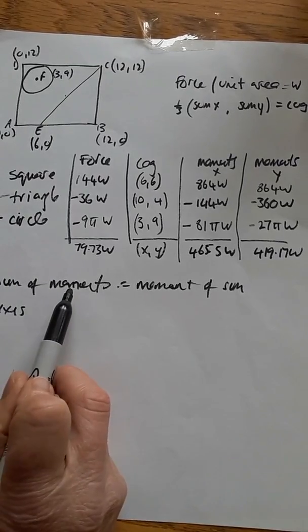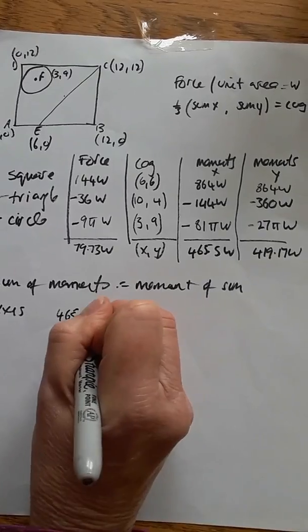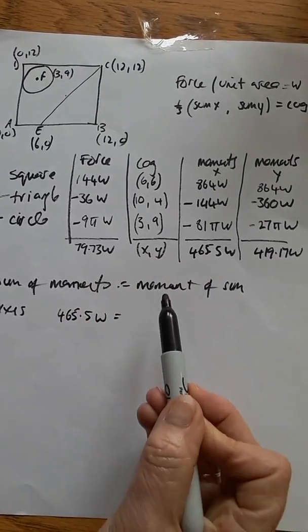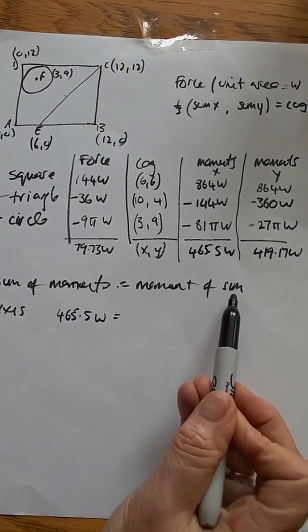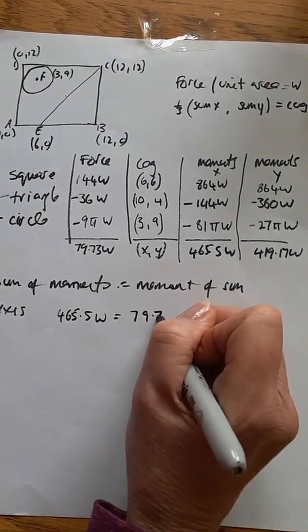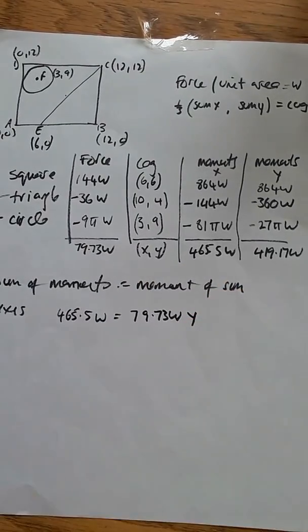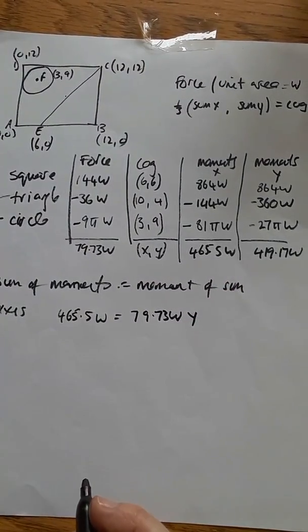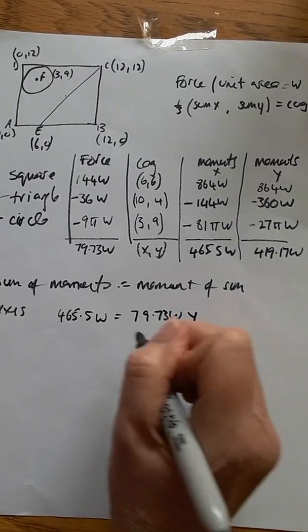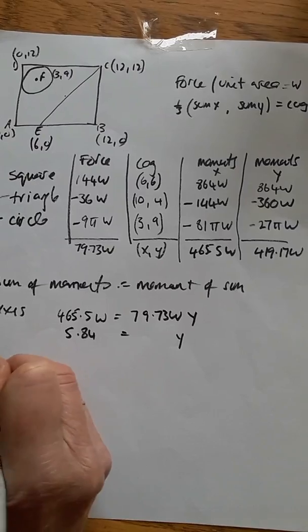Okay, so let's take my x-axis. The sum of the moments about the x-axis is 465.5W, which is equal to the moment of the resultant, or the moment of the sum about the x-axis, which will be 79.73W, that's my resultant, by y, when it's moments about the x-axis. And when I work that out, I'll get y is equal to 5.84.